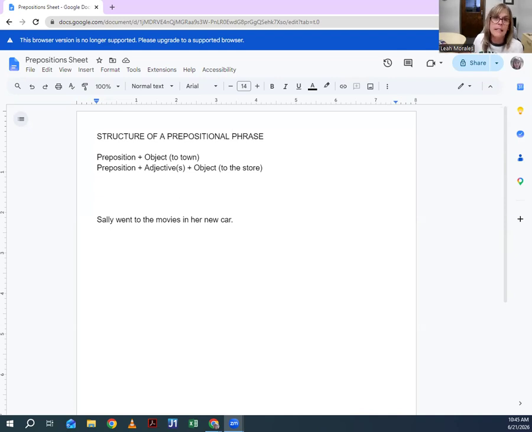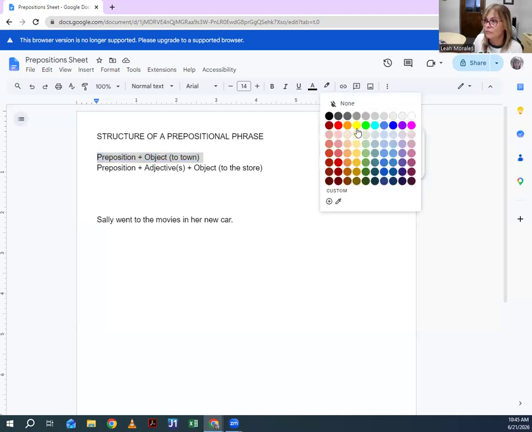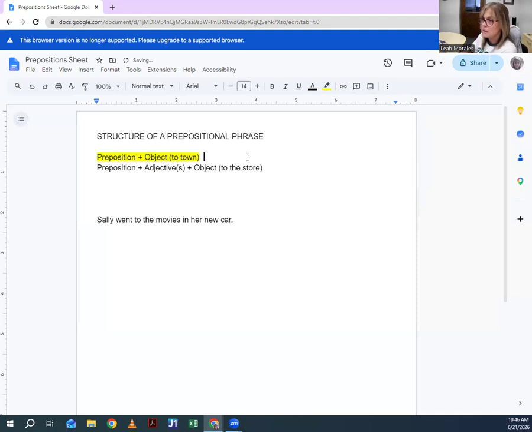So the first basic guideline of using prepositions is to understand the structure of a prepositional phrase, okay? We've talked a lot about prepositional phrases. A prepositional phrase always starts with a preposition and ends with its object. And these phrases generally follow one of two predictable structural patterns. The most basic one is you just have the preposition and the object, to town. That might be in a sentence like Leah went to town, right?